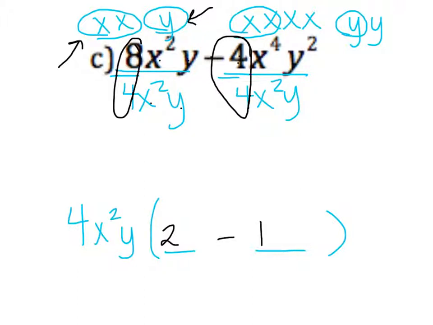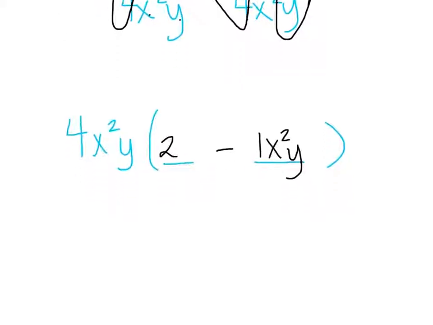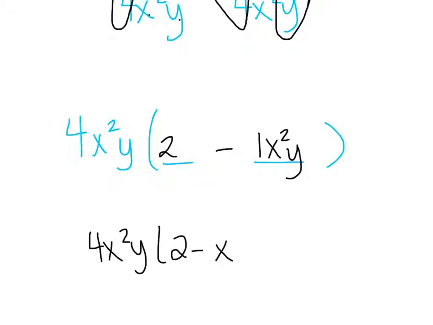X to the fourth divided by x squared is x to the second because I have 2 that I haven't circled yet. And same thing with y to the second divided by y. I should have 1 y left over because I didn't circle it. So your final answer will be 4x squared y times 2 minus x squared y.